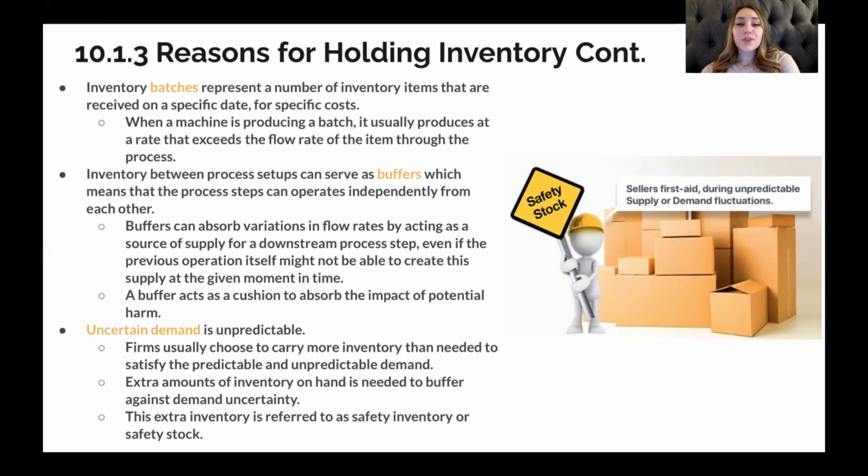We also have uncertain demand. This is just unpredictability. Firms usually choose to carry more inventory than needed to satisfy the predictable and unpredictable demands of their customers. That extra amount of inventory on hand is needed to buffer against demand uncertainty. And this extra inventory is referred to as safety inventory or safety stock.